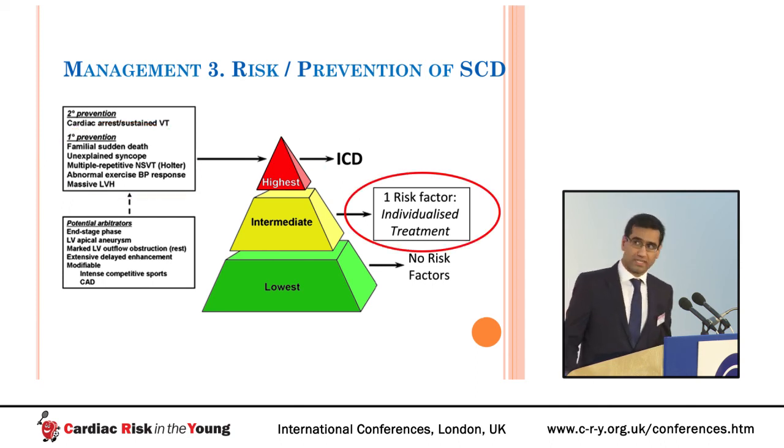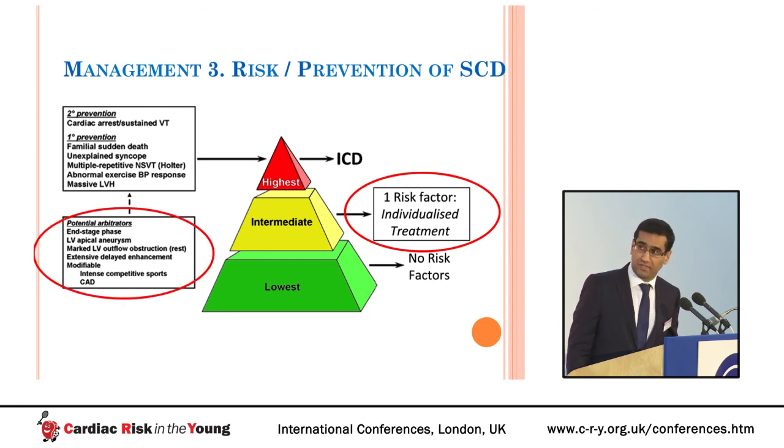However, it's a bit more tricky in those who've got an intermediate risk, and for example, patients with just one risk factor. And in general, we have to individualize treatment to these patients. Some factors that may help us make a decision are other features in the condition, such as the end-stage phase, or in particular, an extensive amount of delayed gadolinium enhancement, which corresponds or suggests a large fibrotic burden.